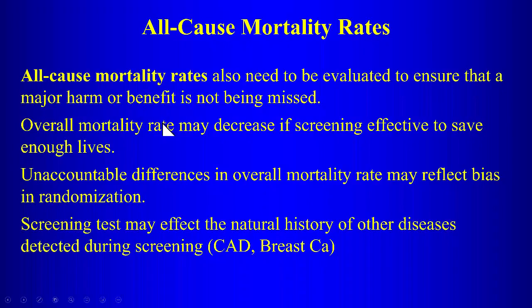But you also need to look at the all-cause mortality rates, because you want to make sure that the screening process itself does not introduce harm that you're missing. So if you are saving enough lives, the overall mortality rate should decrease if screening is effective. But if there are unaccountable differences in the mortality rates, then one problem could be a bias in randomization. But another problem is that the screening test itself might affect the natural history of other diseases.